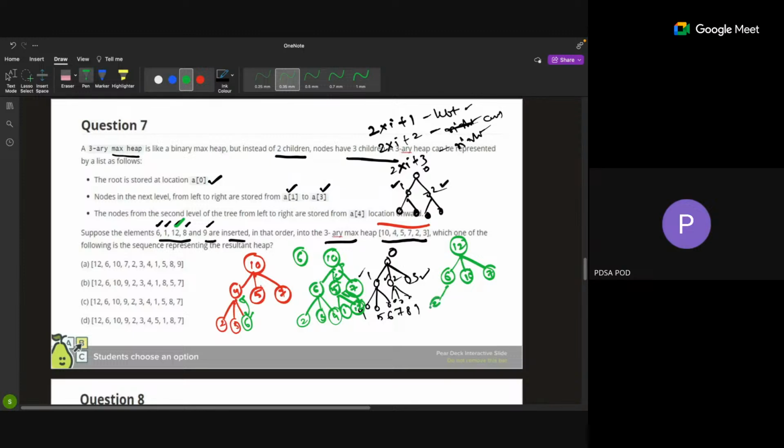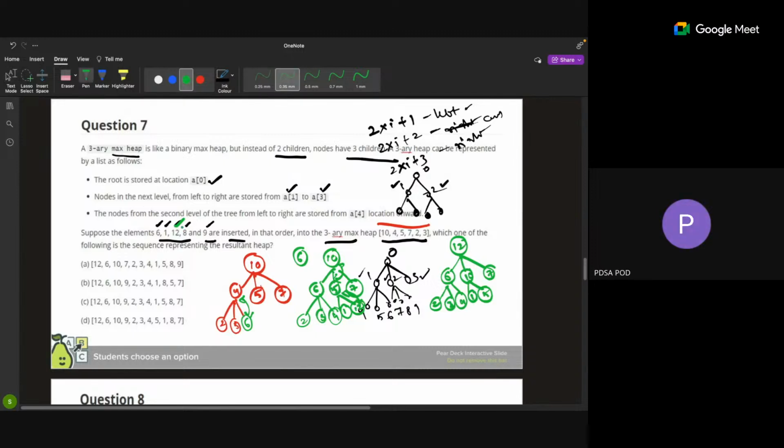This 6 is having 2, 3 and 4. This 10's left is 1, as it is, no problem. But here 5 will come. Is it right or wrong? Yes, because swapping is done.